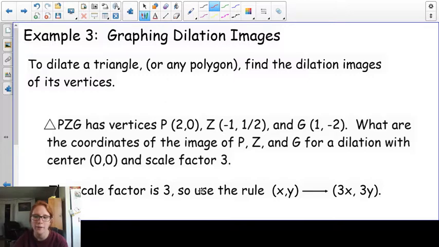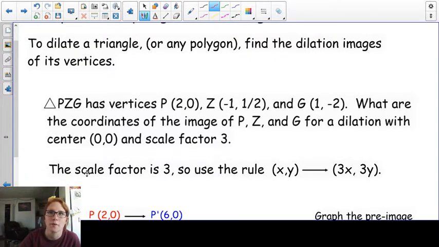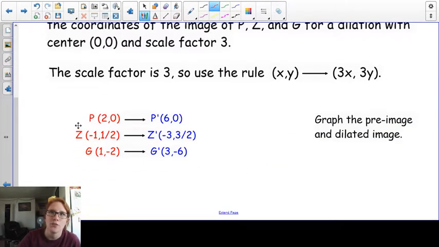So I'm going to dilate that with a scale factor of 3, which means, am I going to get bigger or smaller? Bigger, good. Sorry, you couldn't see that part. Scale factor of 3. So I'm going to take all of my original points and multiply them by 3. I took my 2, 0, and I multiplied by 3. 2 times 3 gives me 6. 0 times 3 gives me 0.